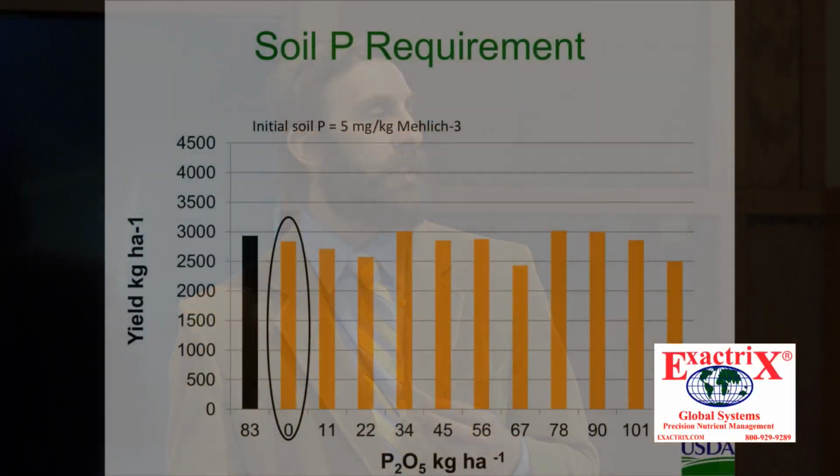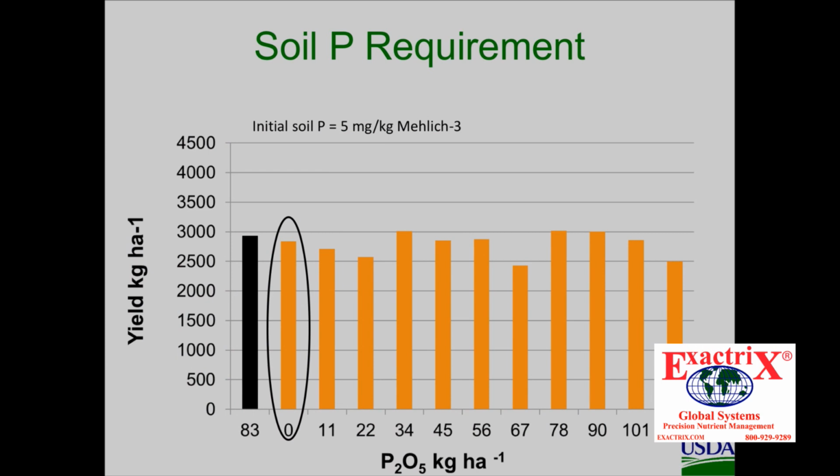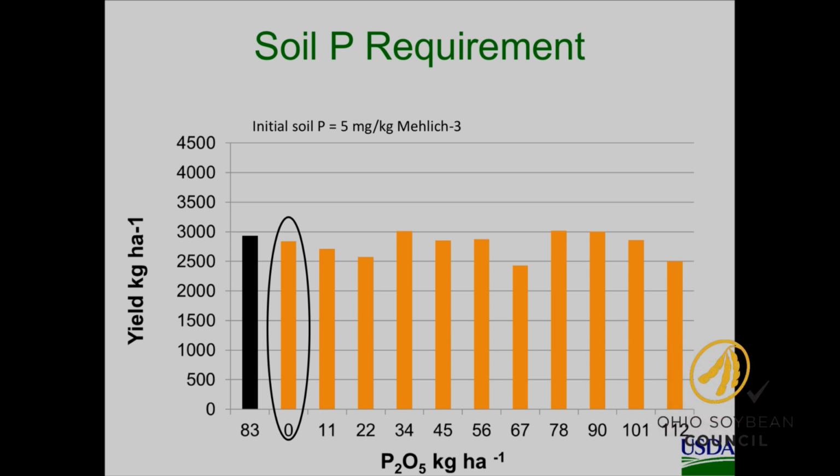Here's an example of a manifestation of that. This is winter wheat data from when I was in Oklahoma. This is a field that had Mehlich 3 phosphorus levels of 5 milligrams per kilogram, very low. The soil test recommendation required application of approximately 83, we'll call it pounds per acre, close enough, of P2O5. And so we applied that. We applied in the black bar, you can see the 83 pounds per acre of P2O5, and then we also applied 0. And then we also applied everything all the way up to 112 pounds per acre.